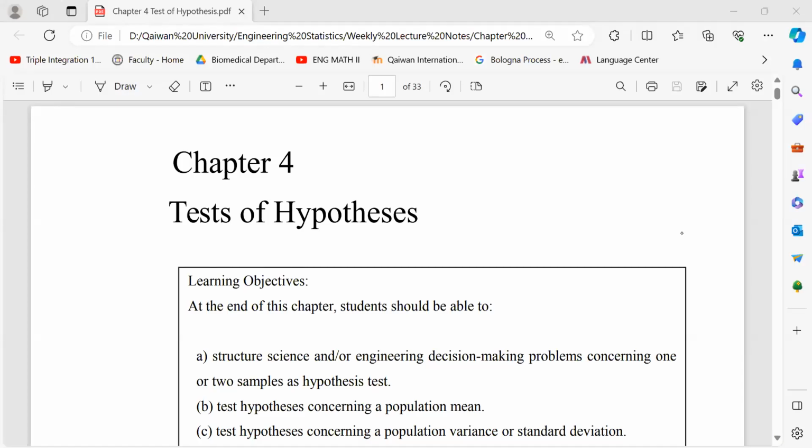In the previous lecture, we talked about estimation, okay? We found the interval of the estimation in all of the topics. We now have test of hypothesis.